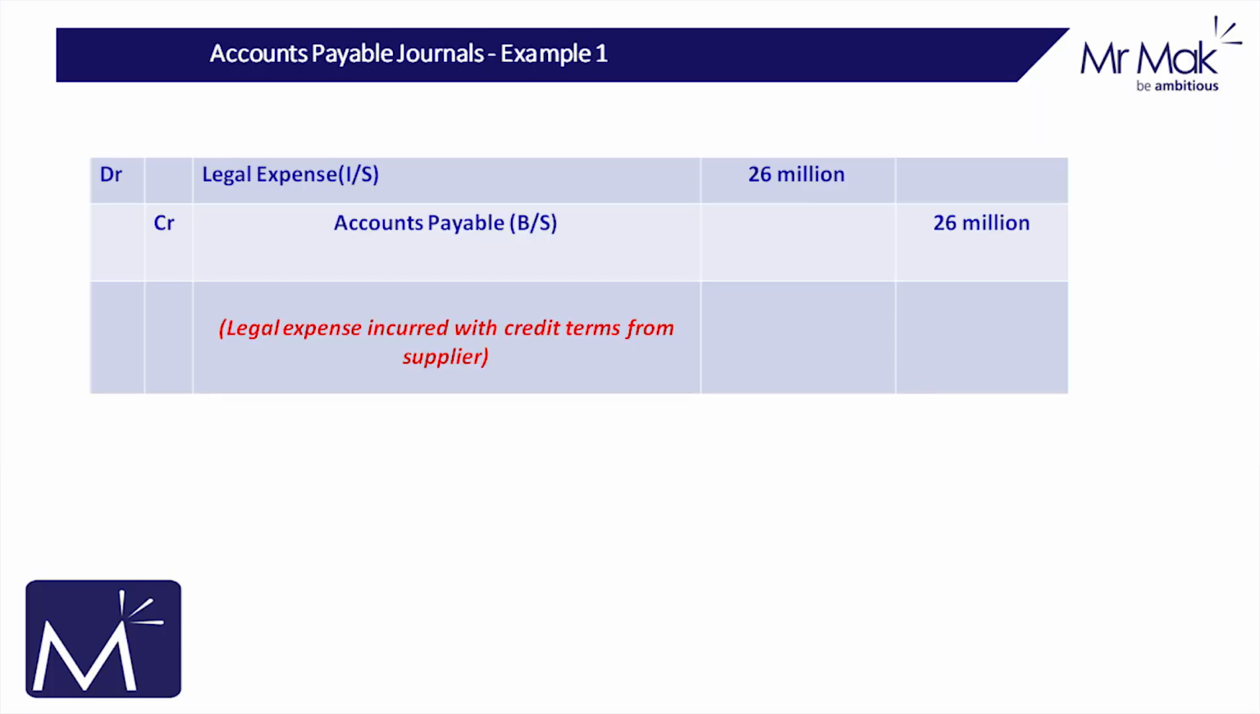Firstly, there would be a debit to the legal expense account in the income statement of $26 million, and then there would be a credit to the accounts payable in the balance sheet showing that Tamela owes their lawyers $26 million.